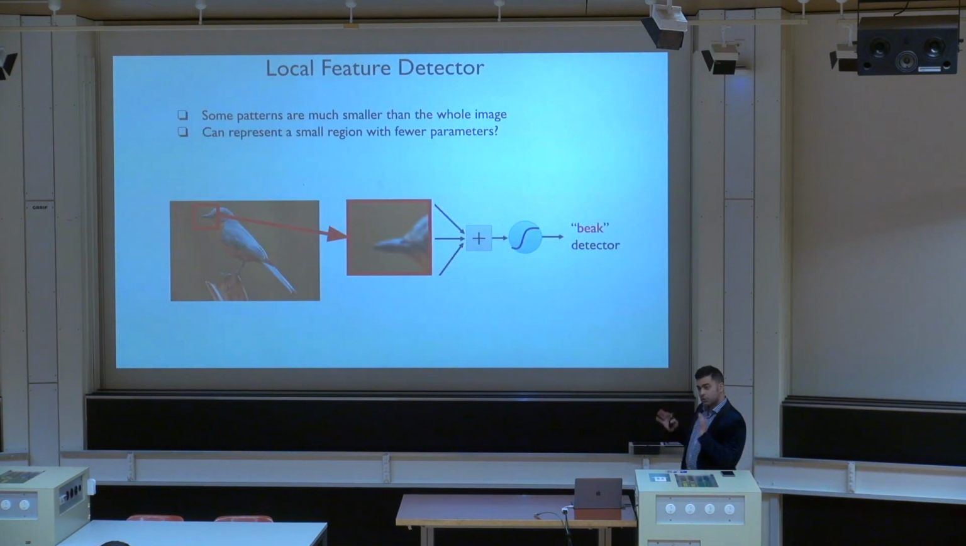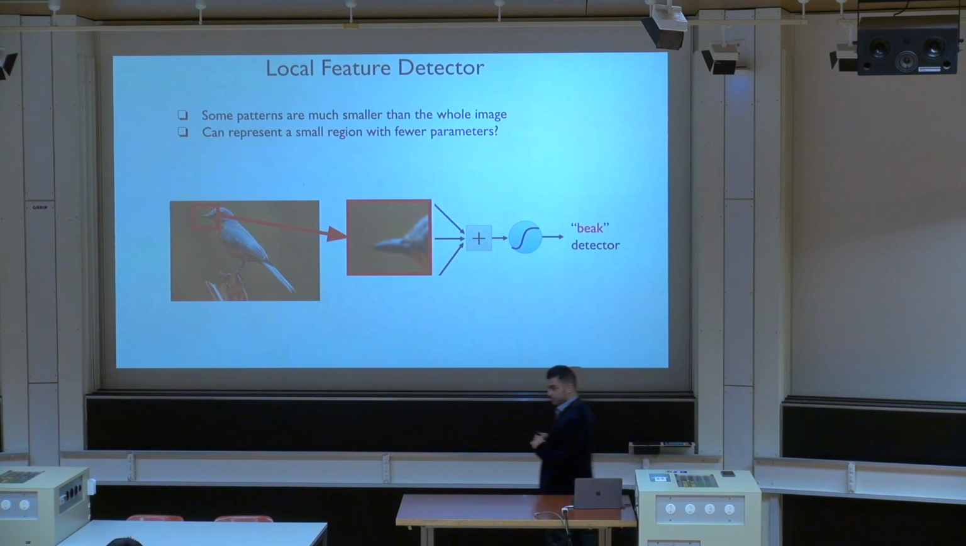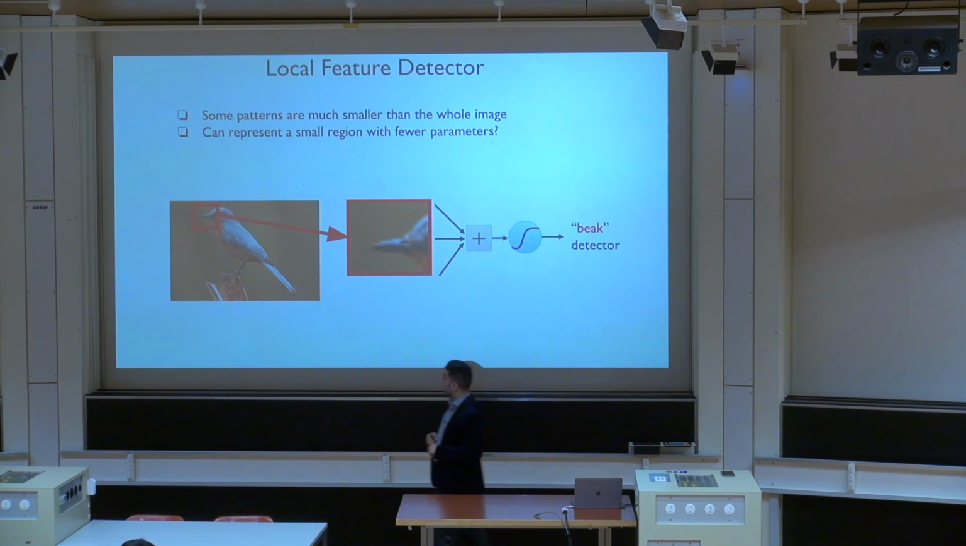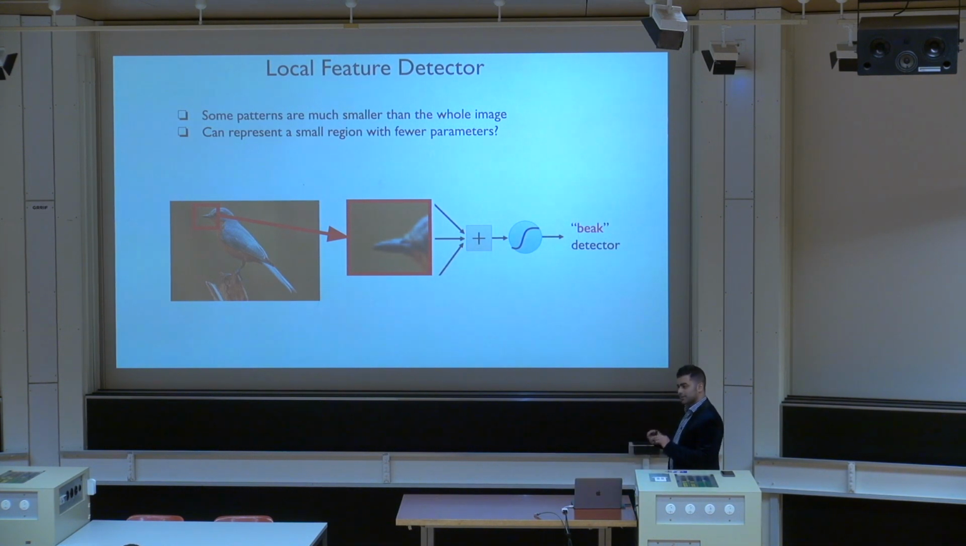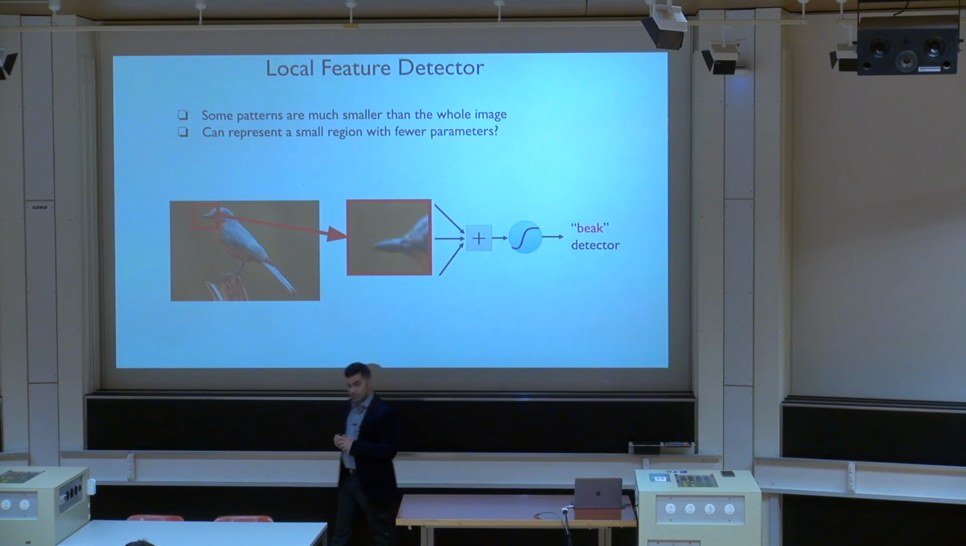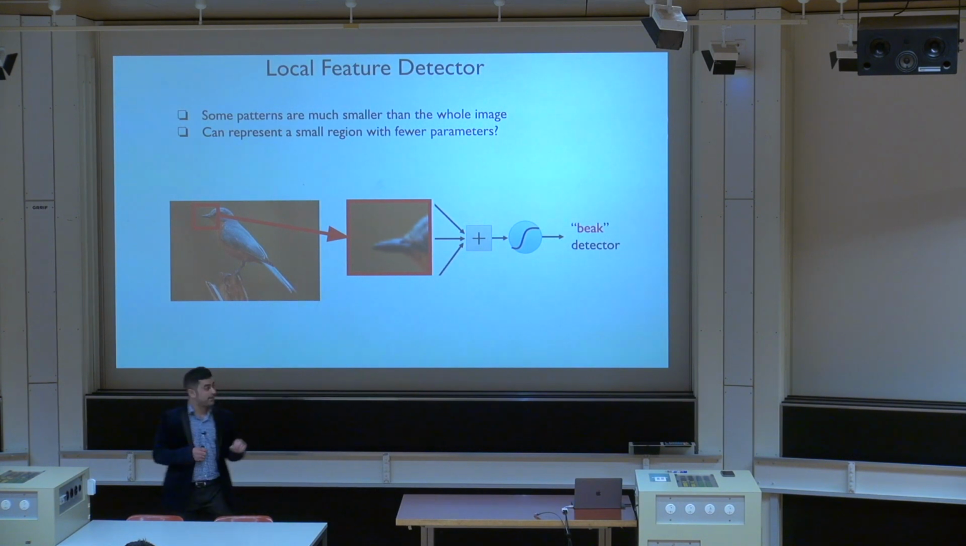I just want to introduce some motivation before talking about the CNN. For example, in this picture, we want to detect the beak of the bird. We want to have a filter to detect the beak of the bird. Some patterns, like in this picture, are much smaller than the whole image, right? So we have some specific features or patterns that are much smaller than the whole images, and we want to focus on that.